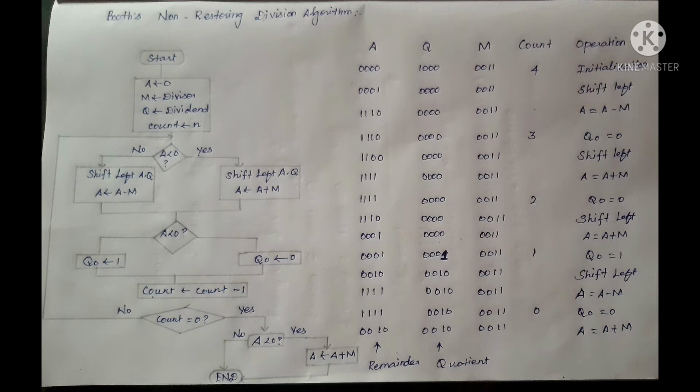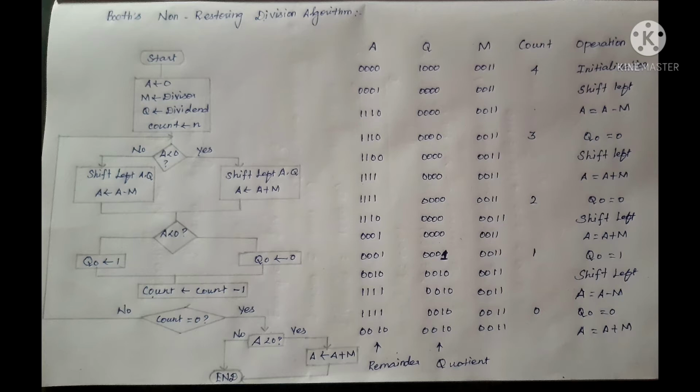So is A less than 0? Here in this case, yes, because the MSB is 1. It is a 2's complement number, yes, so Q0 will be set to 0. If this is 1, this is 0; if this is 0, it will be set to 1. Q0 equal to 0. Next the count will be decremented, so count becomes 3. Is count equal to 0?